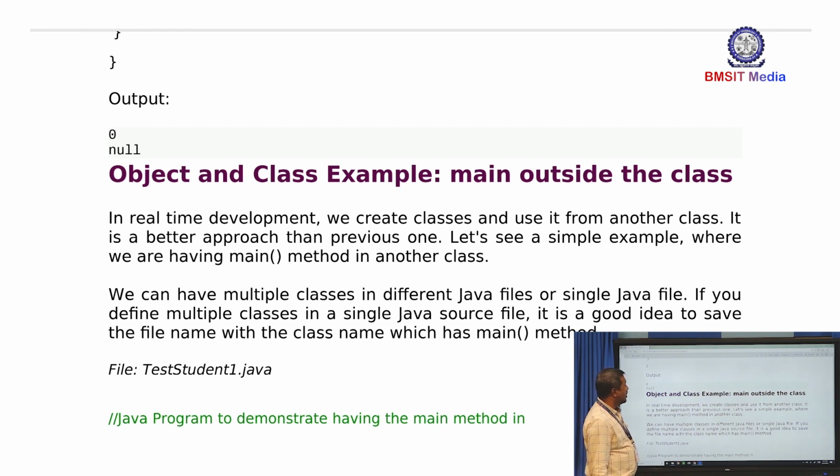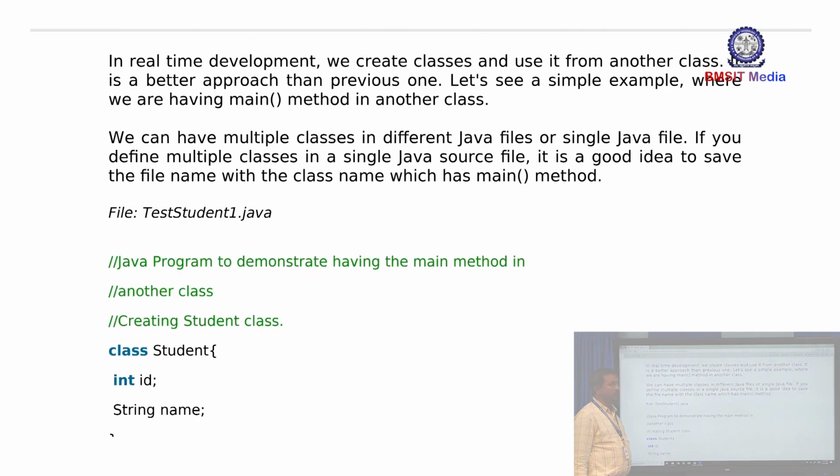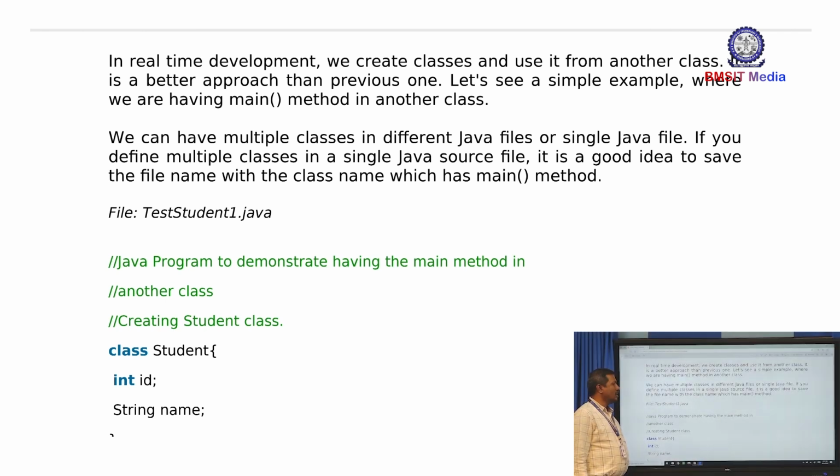Now let us see the simple example here. We'll also see one more example where we have a main method in another class. We can have multiple classes in different Java files or a single Java file also. If I want to combine multiple classes into different Java files or a single Java file, that is also allowed. If you define multiple classes in a single Java source file, it is a good idea to save the file name as the class name which has the main method. That is also something we should notice.